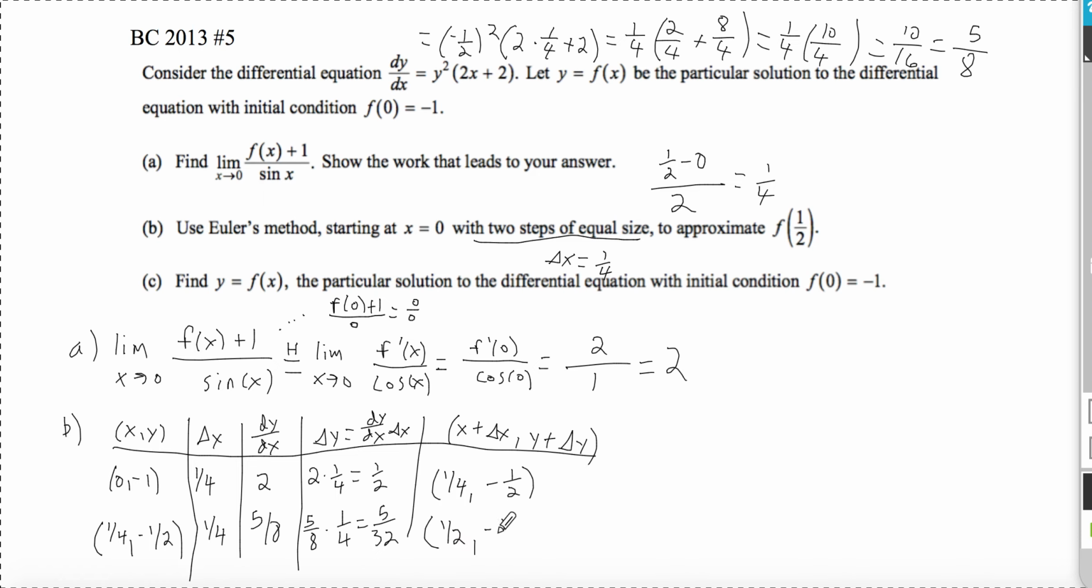Negative half plus 5/32 is my ending y value. So f of half is going to be approximately negative half plus 5/32, that y value there. You can leave it there unsimplified. If you do want to simplify, you'll get negative 11/32.